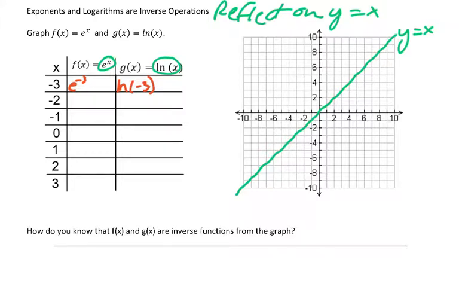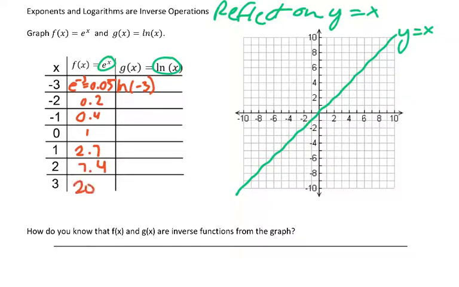Okay, so just realized that my headphones weren't plugged in, so maybe now you can hear me better. Either way, what we're going to do is evaluate the values here. e to the negative 3 is actually 0.05. Then negative 2 is actually 0.2. You can plug this in on your home screen, or put it into y equals on your graphing calculator and go to the table. Lots of ways to evaluate this. The next one is 0.4. And then we have 1, 2.7, 7.4, and 20.